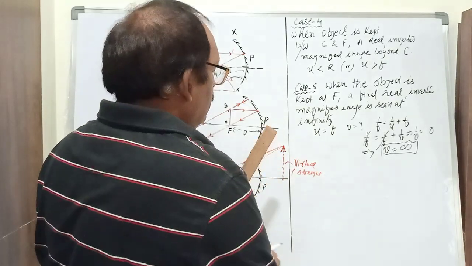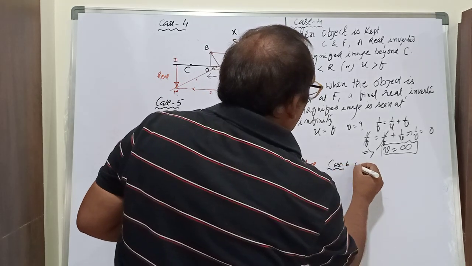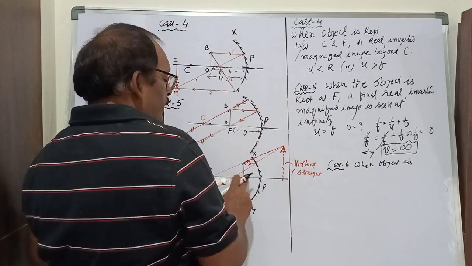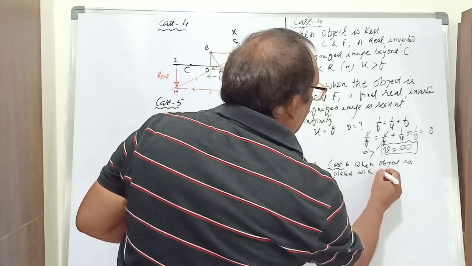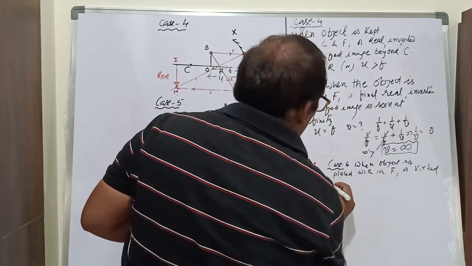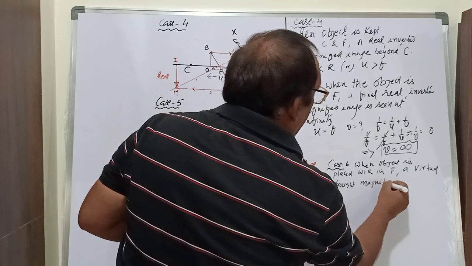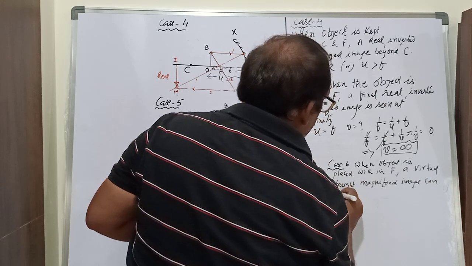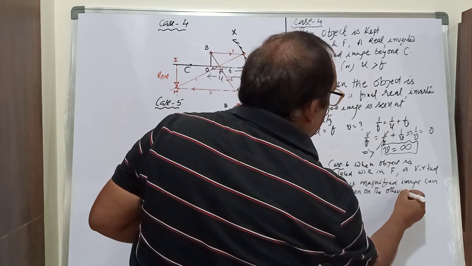So in this case, what shall I write? Case 6: when the object is placed within the focus, a virtual, straight, magnified image can be seen on the other side of the mirror.